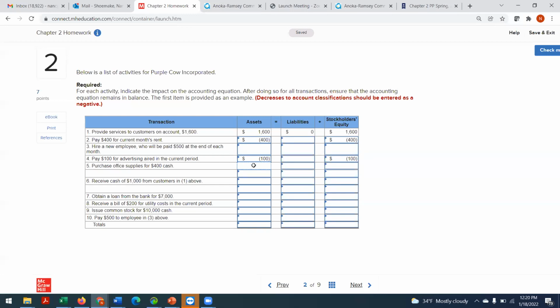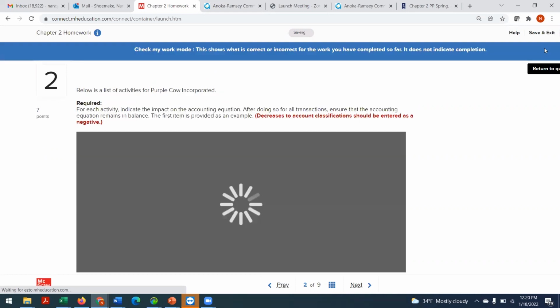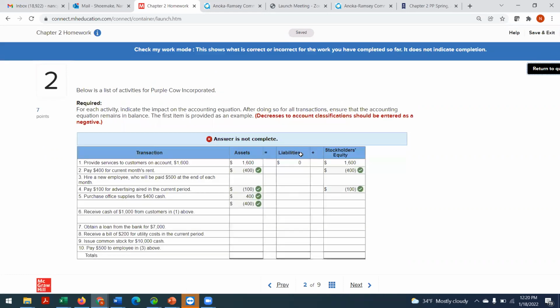When we purchase office supplies for $400 cash, what happens? Supplies go up $400 and cash goes down $400. Make sure when you do that, do you see how they gave you 2 spaces here? You want to show one went up and one went down.